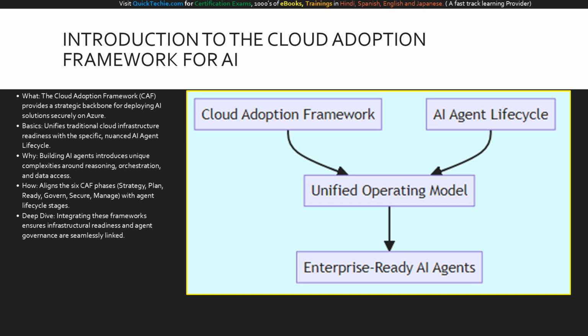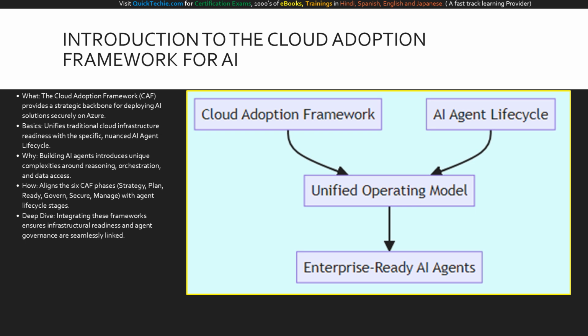Let's examine the diagram on your screen. This visual represents the foundational unification of our 2 primary frameworks. On the left side, you see the Cloud Adoption Framework for AI, which provides the strategic and infrastructural backbone for your cloud environment. On the right side, we have the AI Agent Lifecycle, which governs the specific creation and management of intelligent agents. Notice how these 2 distinct pathways converge in the center to form a single, unified AI operating model. This convergence is the critical concept.